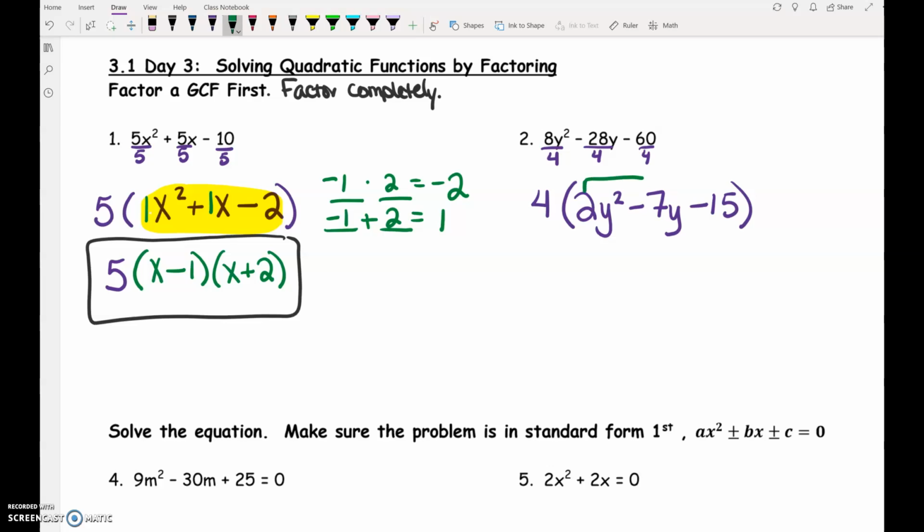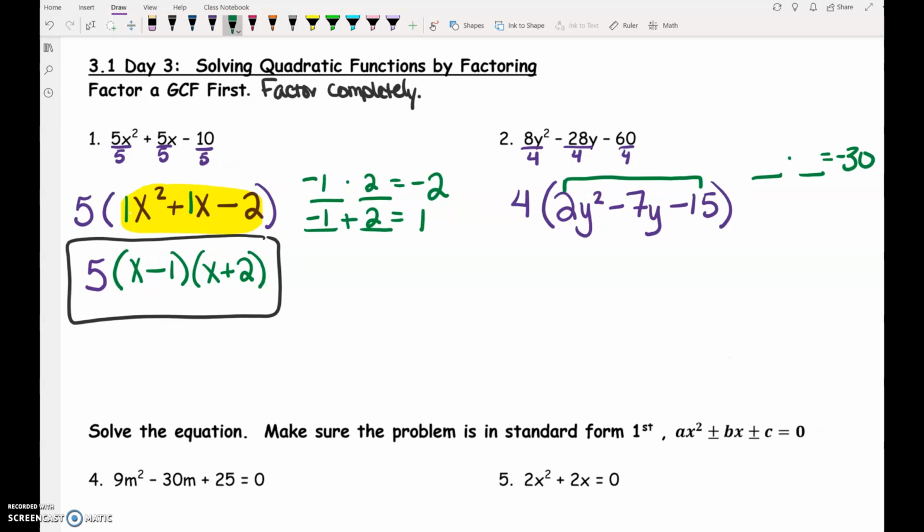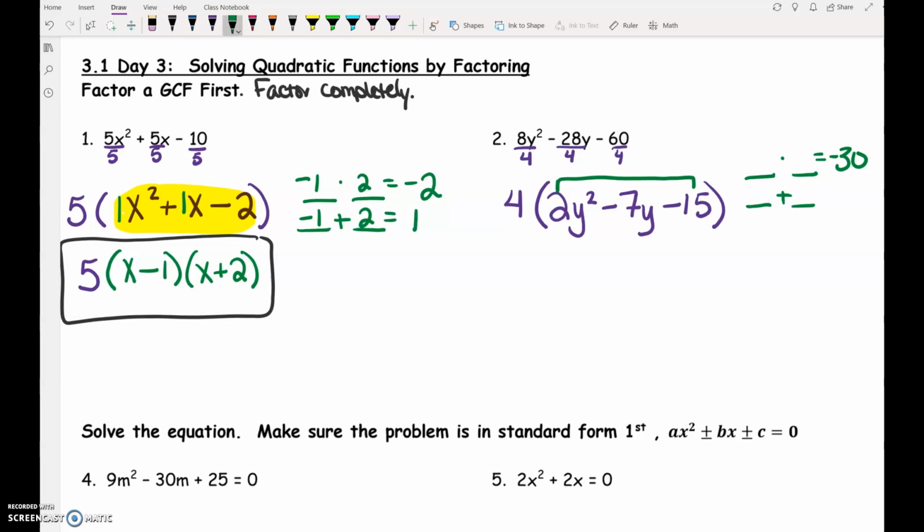Here, we are looking at 2 numbers that multiply to give us negative 30 that add up to negative 7. It's going to be 3 and 10. And to get negative 7, your bigger number would need to be negative. So 3 and negative 10. Because this factoring problem has the 2 in front, we do have to split this into 4 terms. So 2y squared plus 3y minus 10y minus 15.